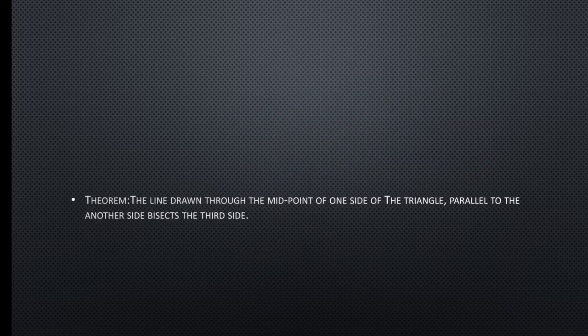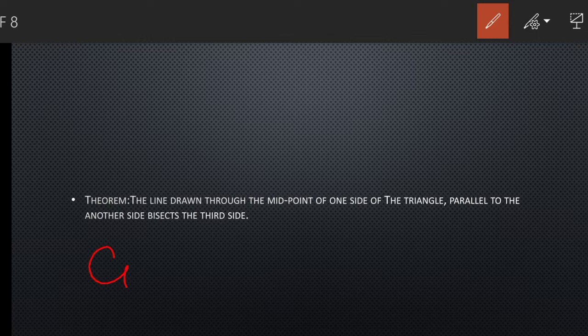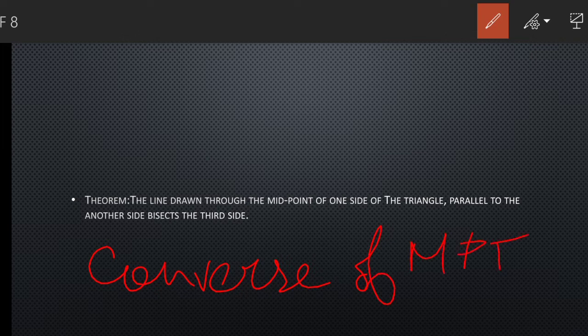Another theorem we have is the converse of MPT. Converse of MPT means whatever MPT states, just the opposite. That means the theorem states that a line drawn through the midpoint of one side of a triangle, parallel to another side, bisects the third side.